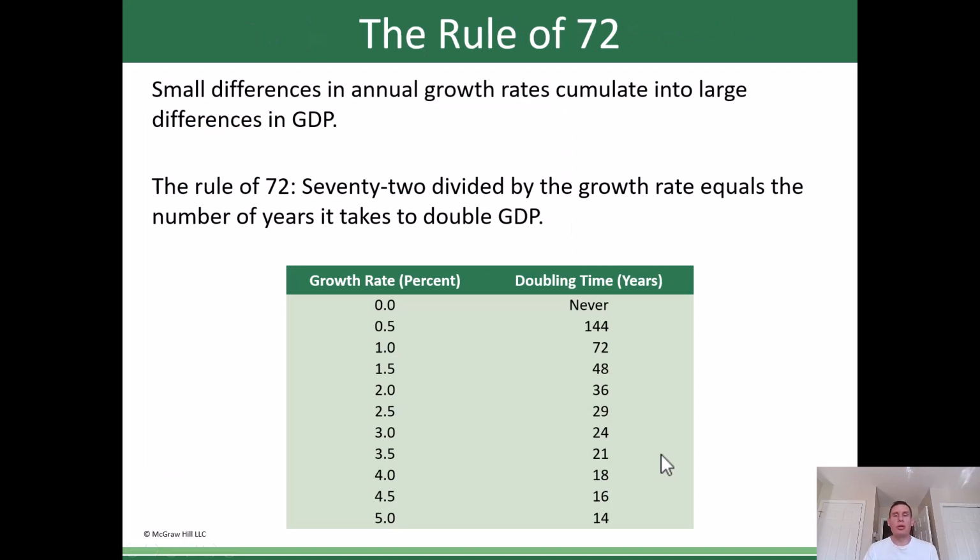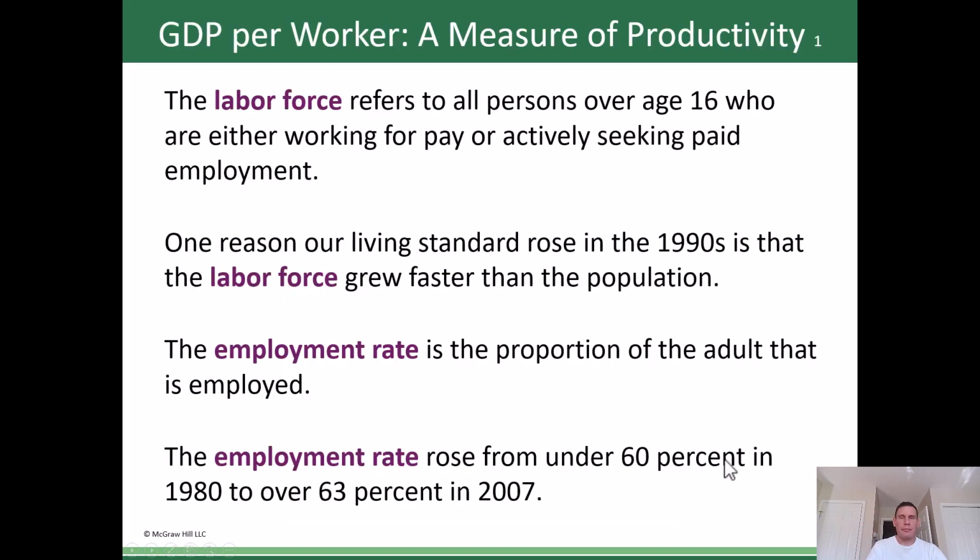All right, let's talk quickly about the rule of 72. So small differences in annual growth rates accumulate into large differences in GDP. The rule of 72 simply says take 72 divided by the growth rate, and that is going to equal the number of years it takes to double GDP. So again, like 144, right? If you take 72 divided by 144, you get 0.5. If you take 72 into 1, of course, is the 1, and so on and so forth. So it's a hard and fast rule which you can use to figure out how many years it will take to double GDP.